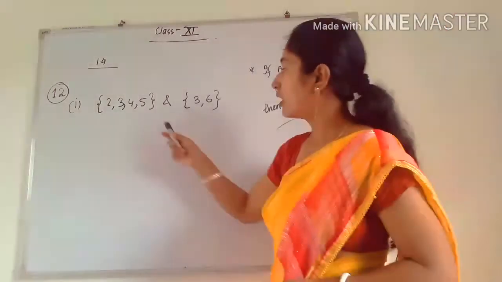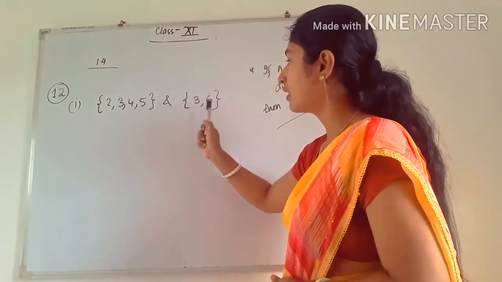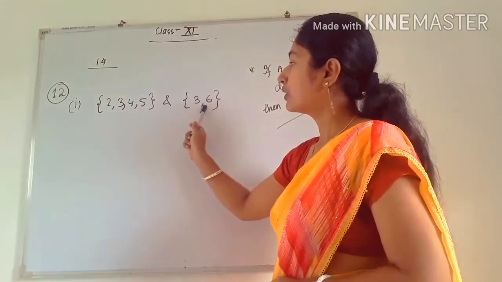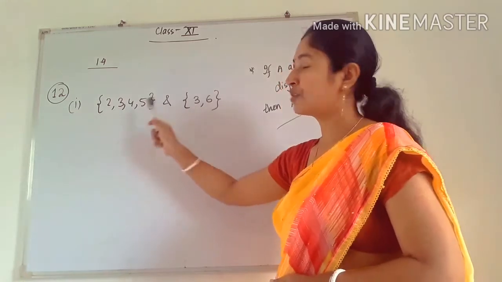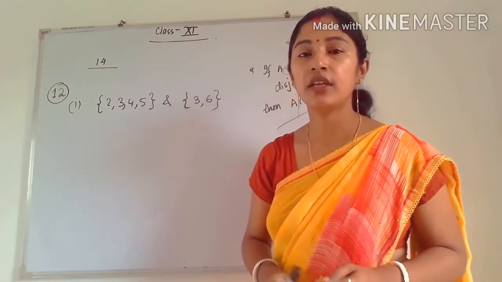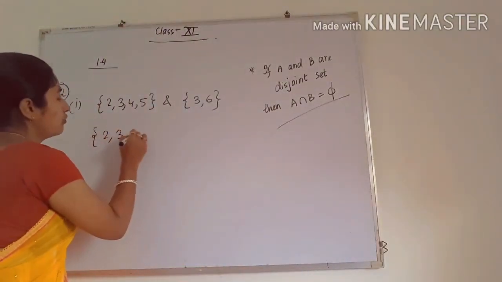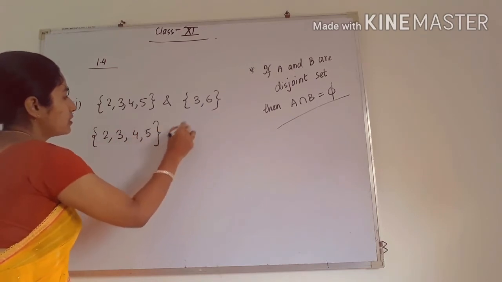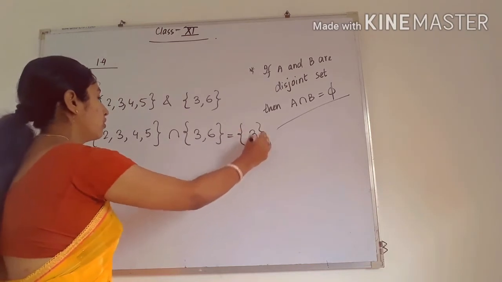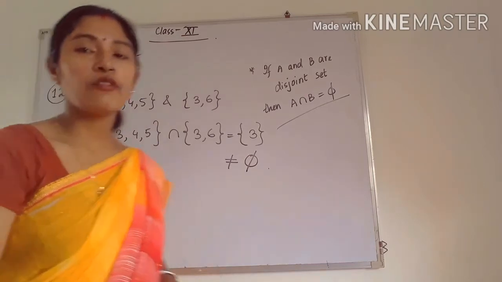See here, there are two sets. One contains the elements 2, 3, 4 and 5, and the other contains 3 and 6. So what will be the intersection of both? There is a common element between both, that is 3. So we can say the intersection is not equal to empty. We have to write like this: {2, 3, 4, 5} intersection {3, 6} is equal to {3}, which is not equal to the empty set.